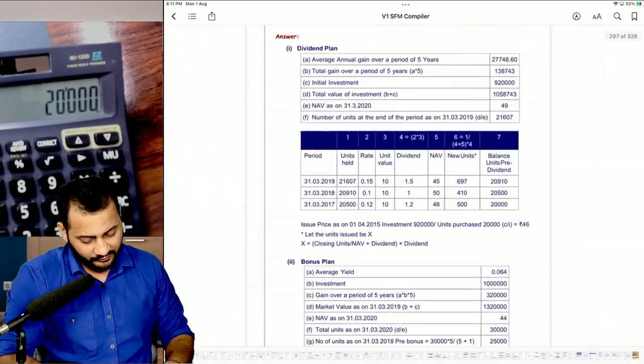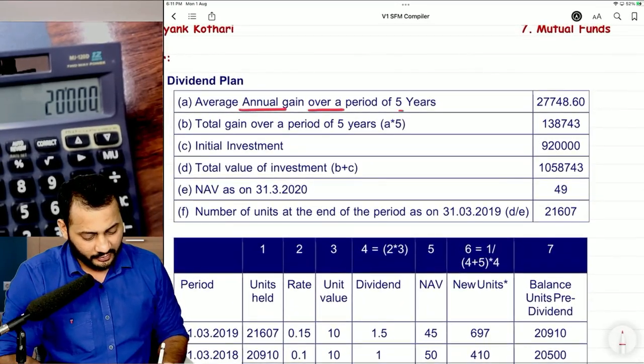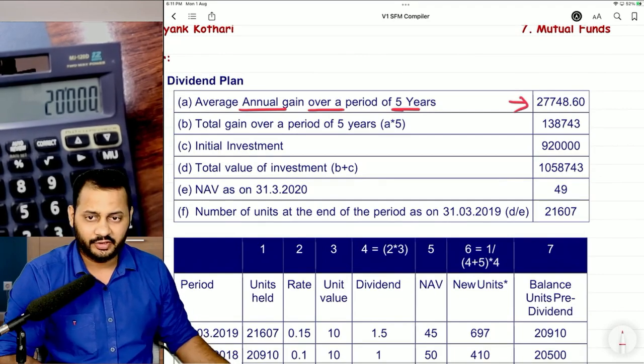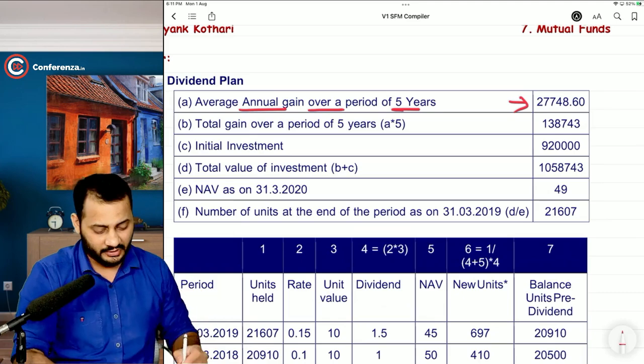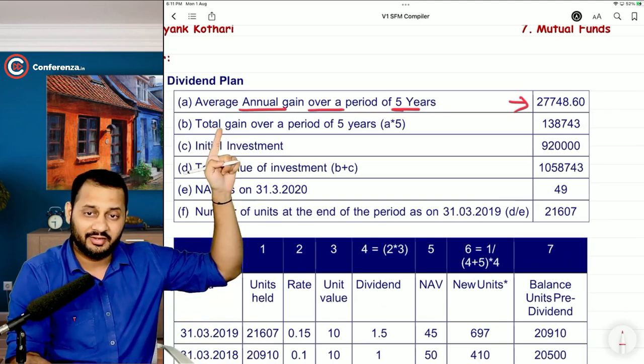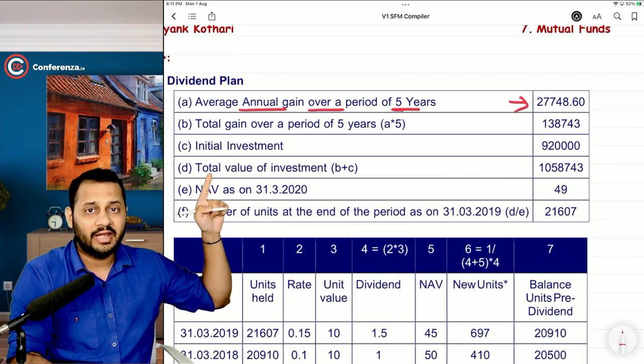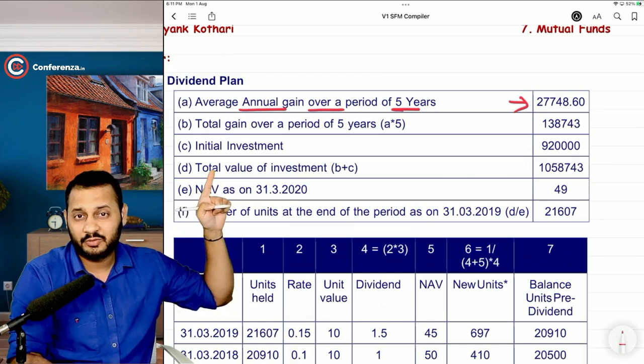See, the very first part. Average annual gain over a period of 5 years is 27,748. I'm just revising the entire answer for you. Focus on that. This is the average annual answer. You multiply it with 5, you will get the total return, total gain. You add that total gain to the initial investment, you get the total value of investment, the closing value at the time of selling.